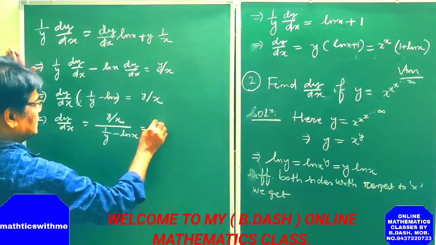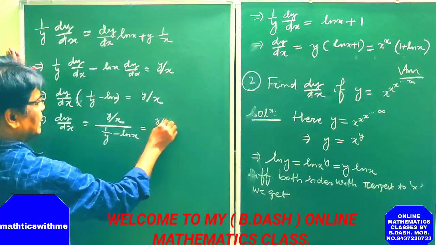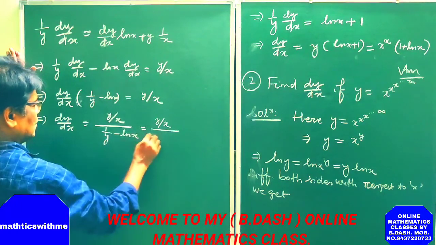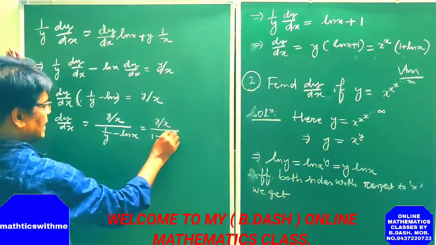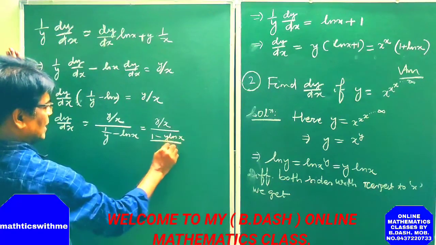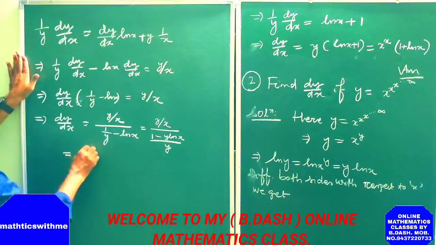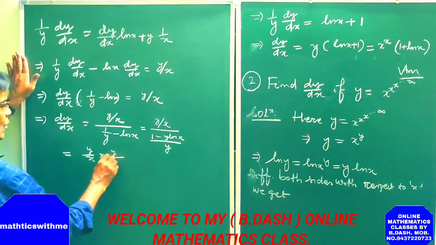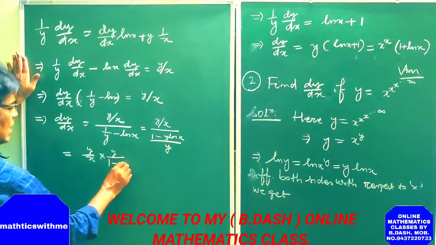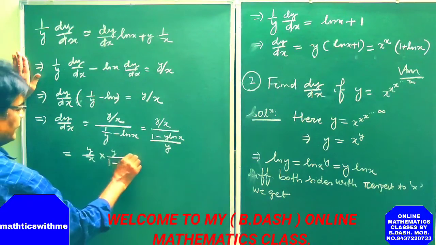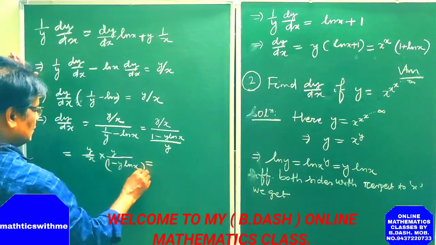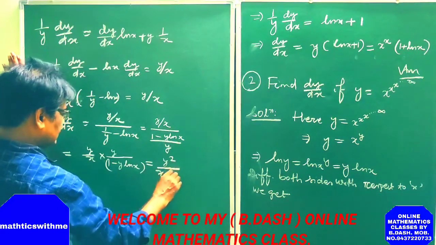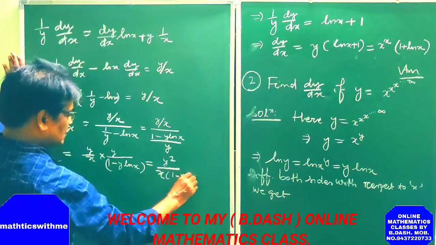So this is y by x, and this is (1 minus y ln x) by y. This is equal to y by x into y by (1 minus y ln x). This is equal to y square by x into (1 minus y ln x).